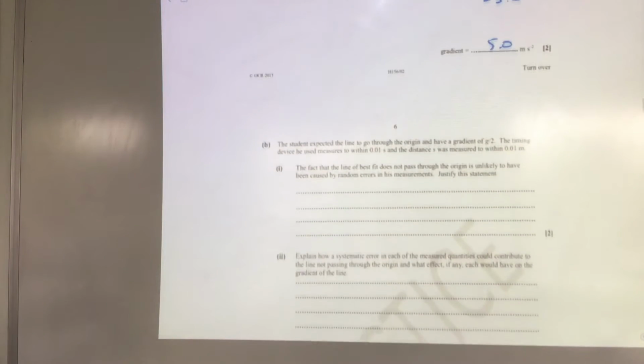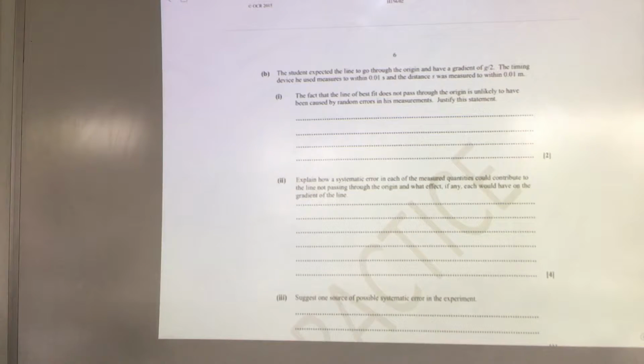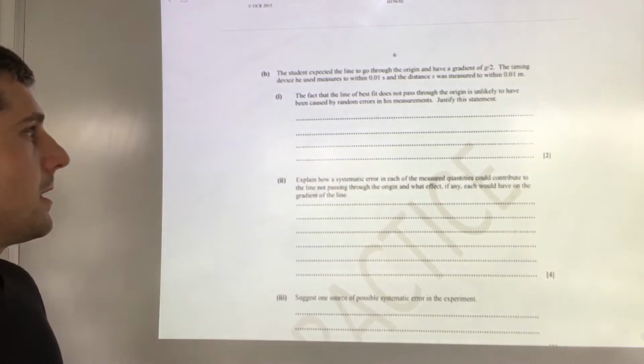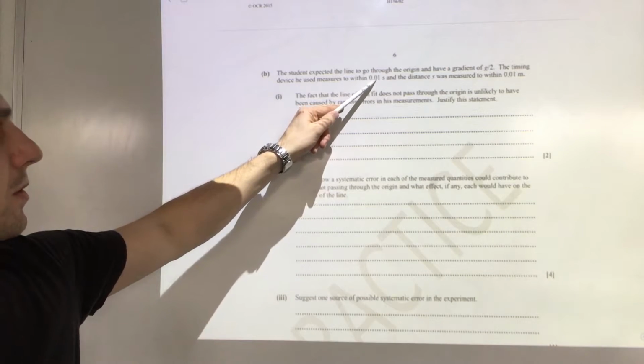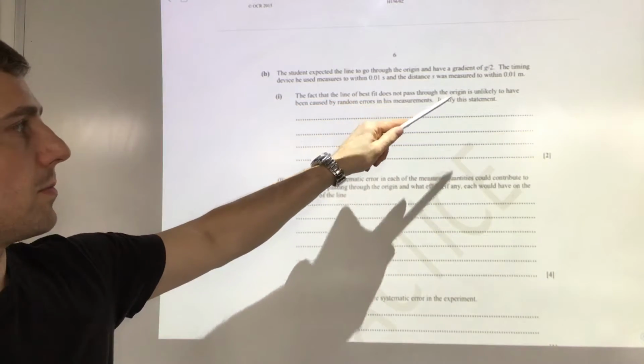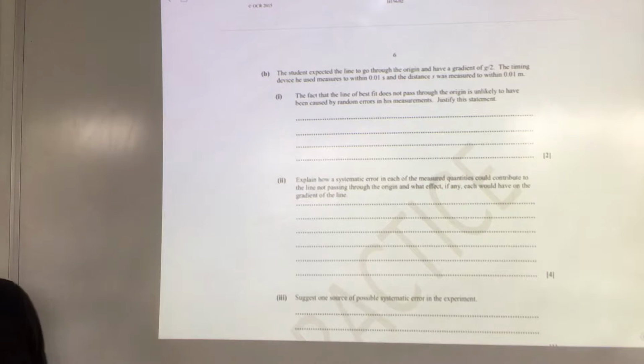Right, next part. The student expected the line to go through the origin and have a gradient of g divided by 2, which, g is 9.8, so that would be 4.9. The timing device he used measures to within 0.01 seconds, and the distance s was measured to within 0.01 meters. The fact that the line of best fit does not pass through the origin is unlikely to have been caused by random errors in the measurements. Justify this statement.